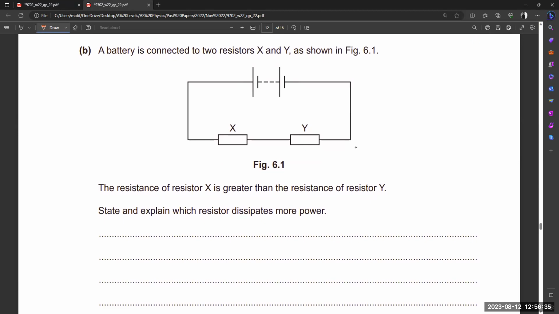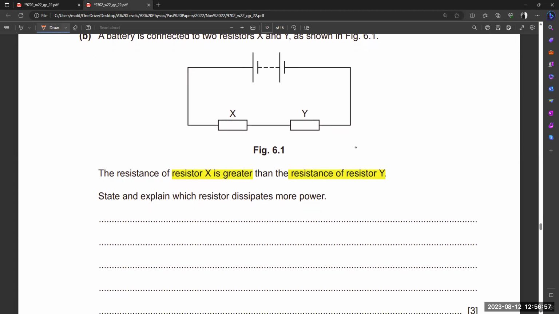Part B: a battery is connected to two resistors X and Y, as shown in the figure. The resistance of X is greater than the resistance of Y. State and explain which resistor dissipates more power. So think about the connection and then try to answer.